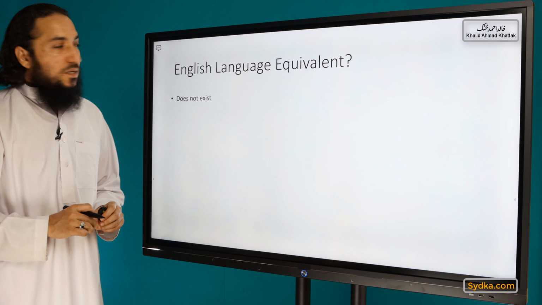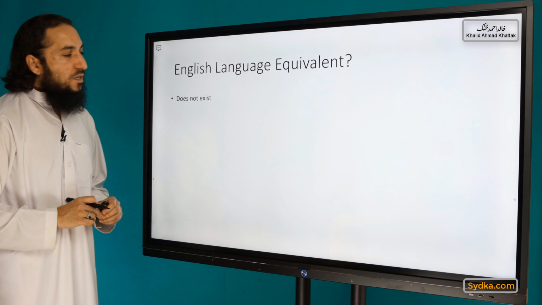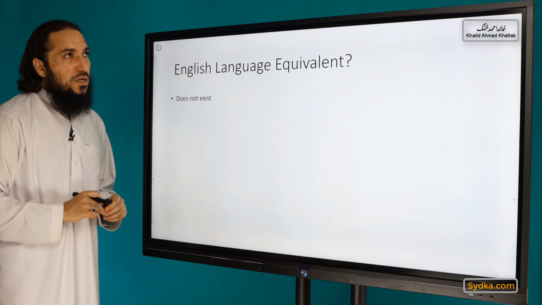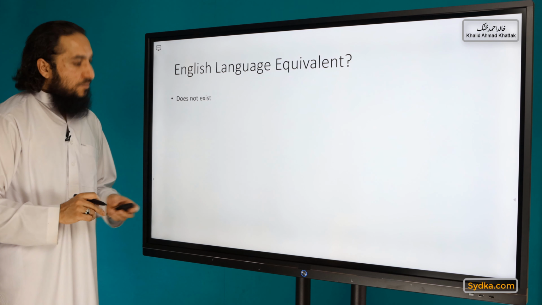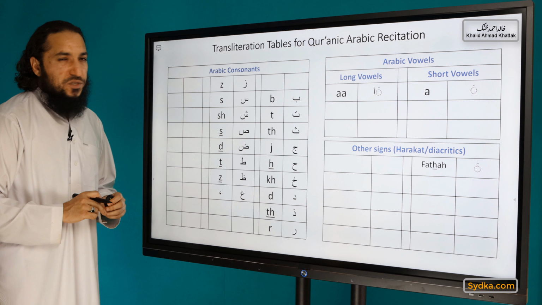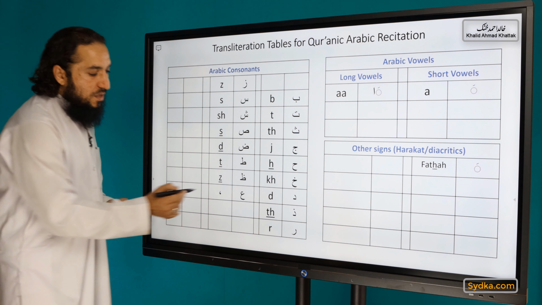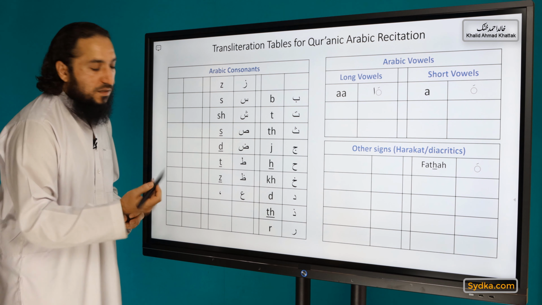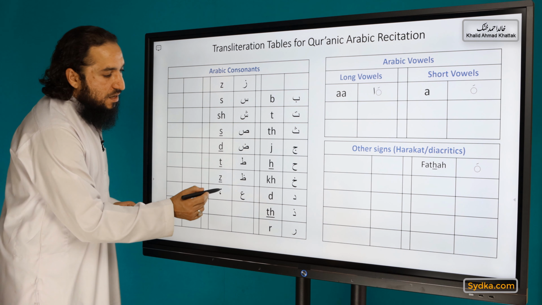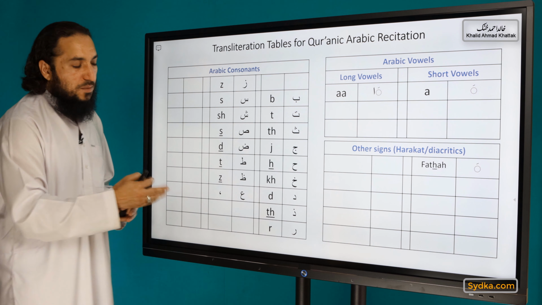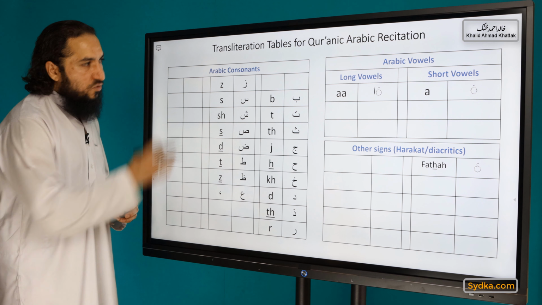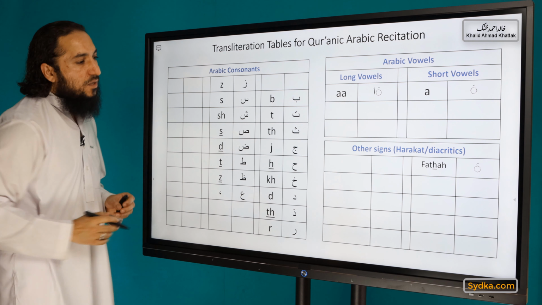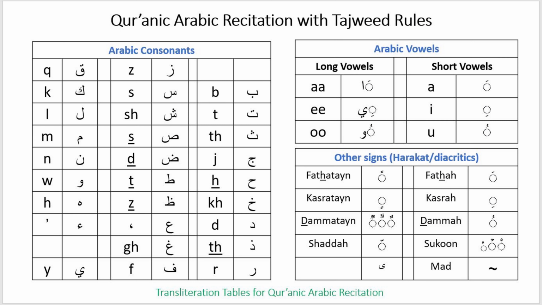English does not have an equivalent sound or letter for it. For transliteration purposes, we will be using this inverted comma sign, but I'll call it the Ayn sign, to make it easy for you. You will see another sign which is similar to it. If you are using transliteration a lot, you should know the difference between this sign and that one. So this is the Ayn sign.